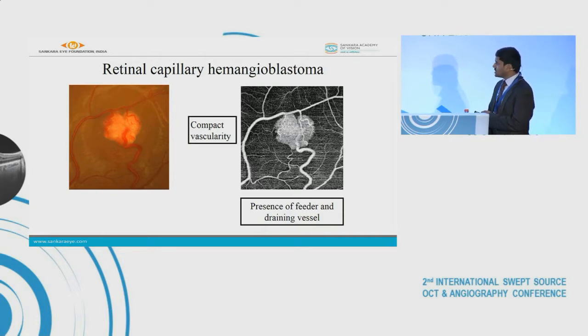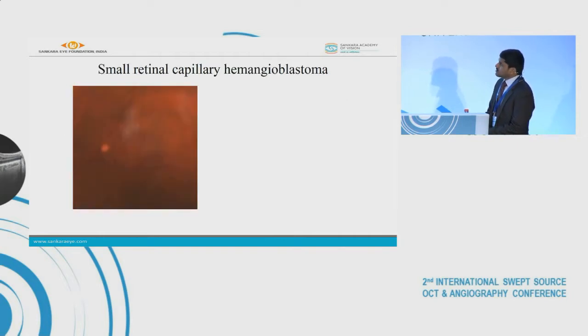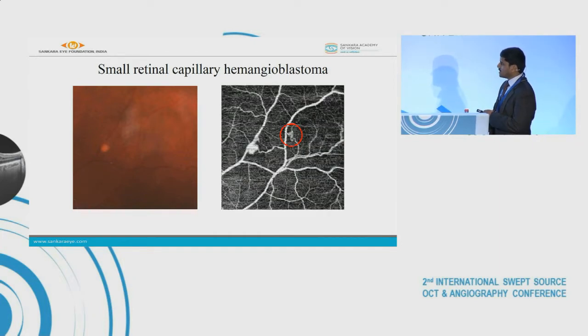We can also see the draining vessel and the feeder vessels and its branches. In this fundus photograph, we can see a small retinal capillary hemangioblastoma, but we can't see any feeder vessel. But if we do an OCTA, it does show a feeder vessel, not just the feeder vessel to this tumor, but also a small tumor which was missed on color photograph and even on clinical examination.